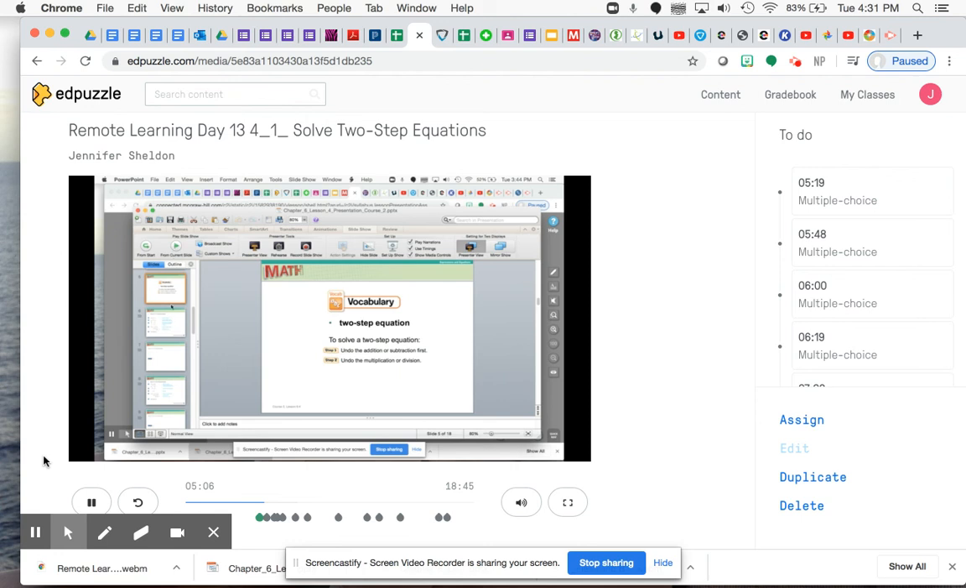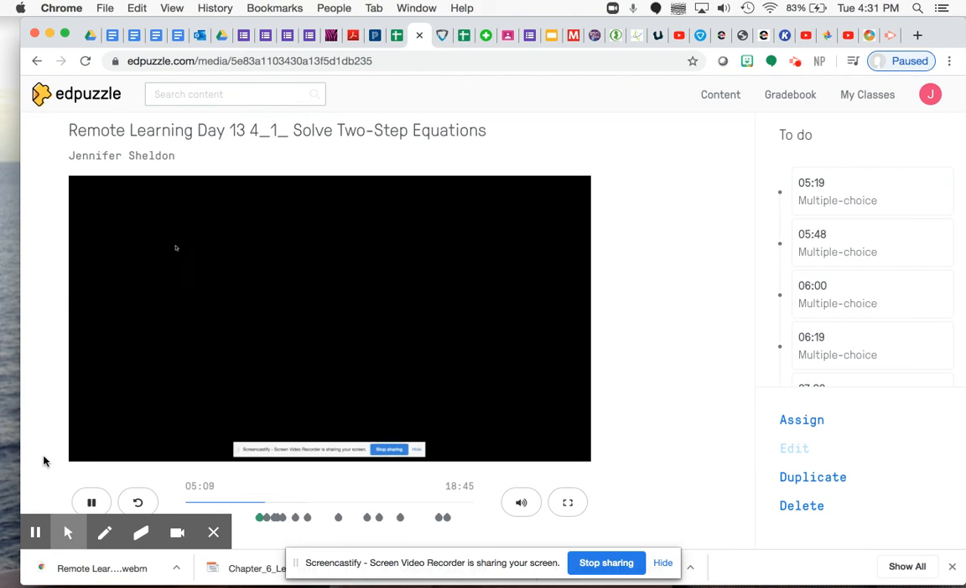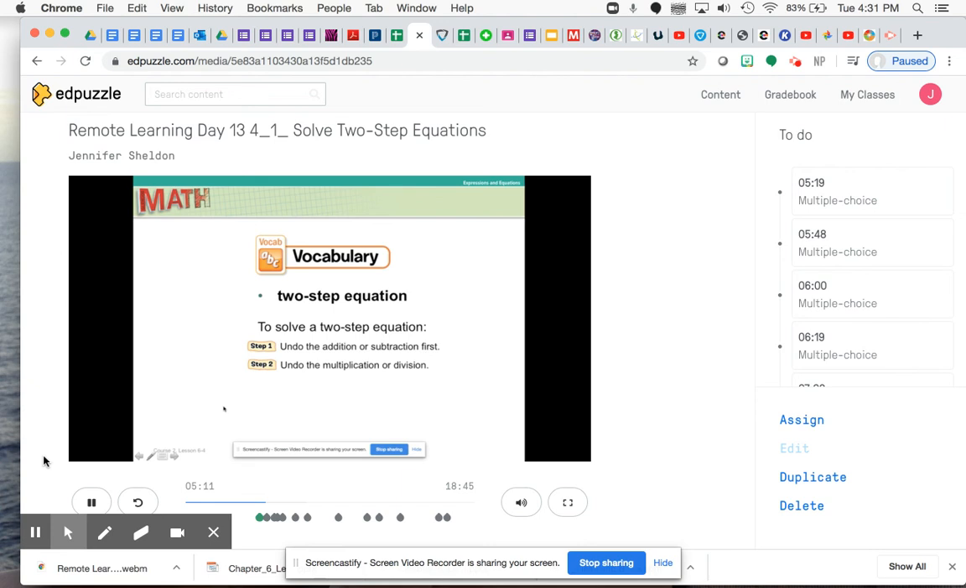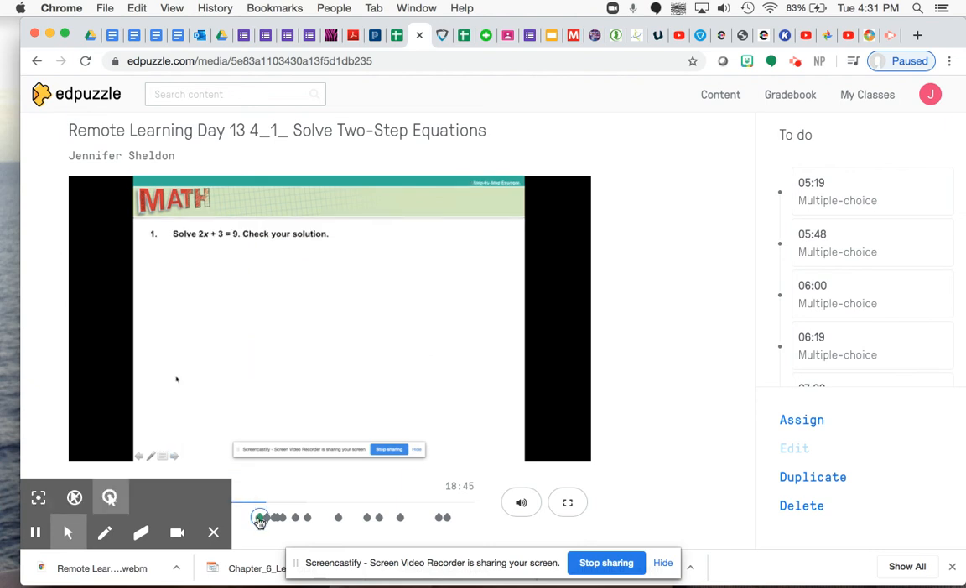And guys, as you're watching me right now, I think this can kind of be weird, like I feel very funny watching a video. But you'll see I have two correct so far in green. Let's go to the first one. Solve 2x plus 3 equals 9, and then check your solution.